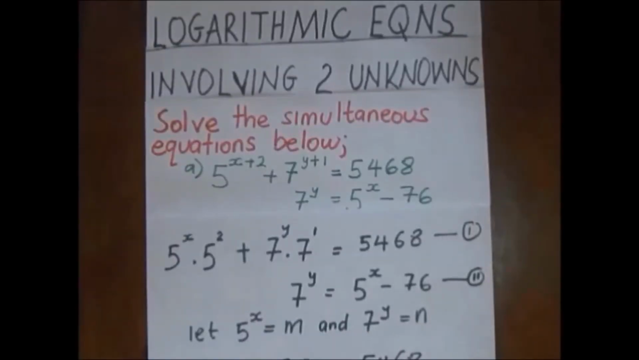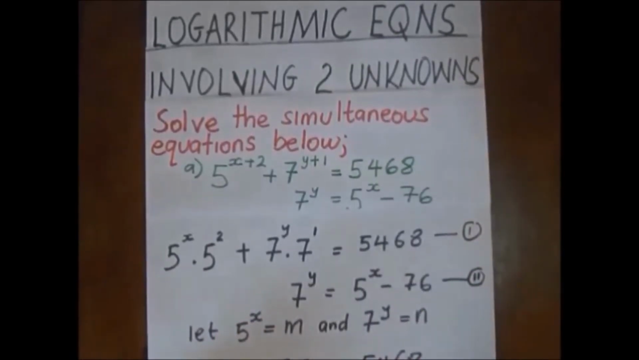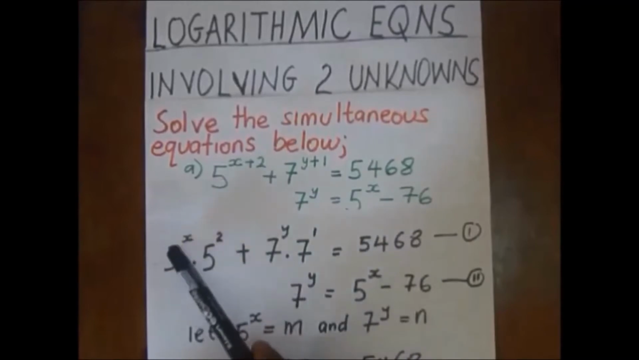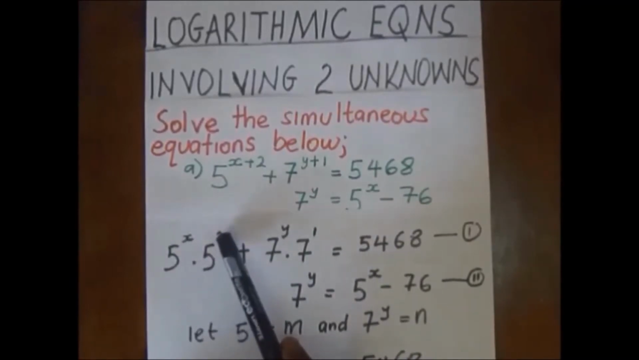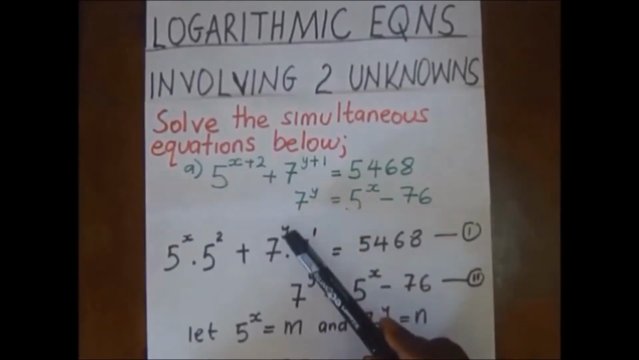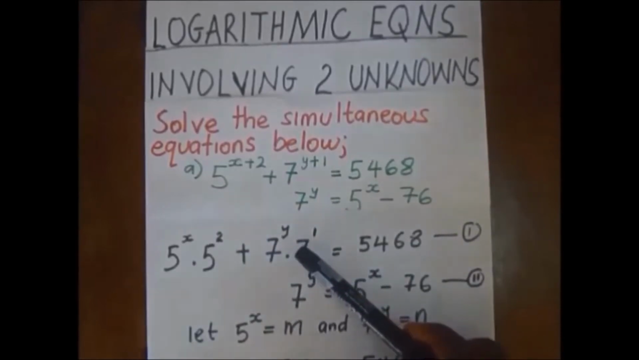Solve the simultaneous equations below. We are having this equation and that equation, and we are to solve them simultaneously. Using the knowledge we explored in our earlier videos about the laws of indices, we know that 5 to the power x plus 2 is equivalent to 5 to the power x times 5 to the power 2. 7 to the power y plus 1 is equivalent to 7 to the power y times 7 to the power 1. That is all from the knowledge we explored before in our earlier videos regarding the laws of indices.